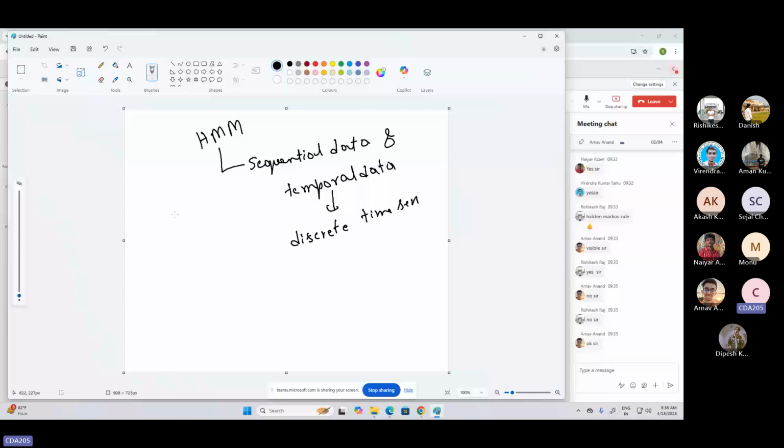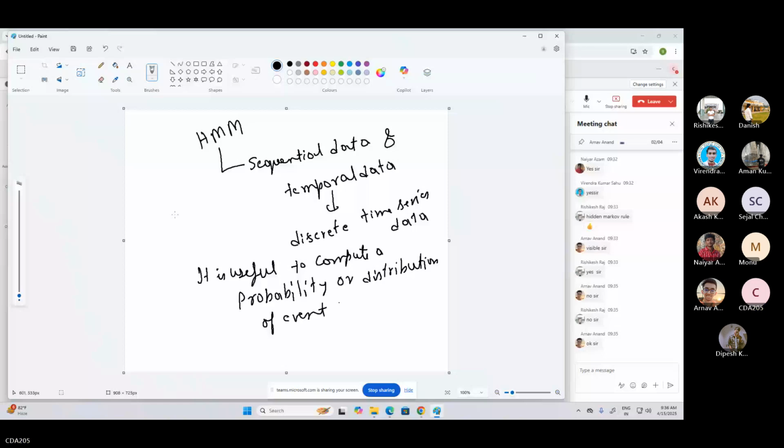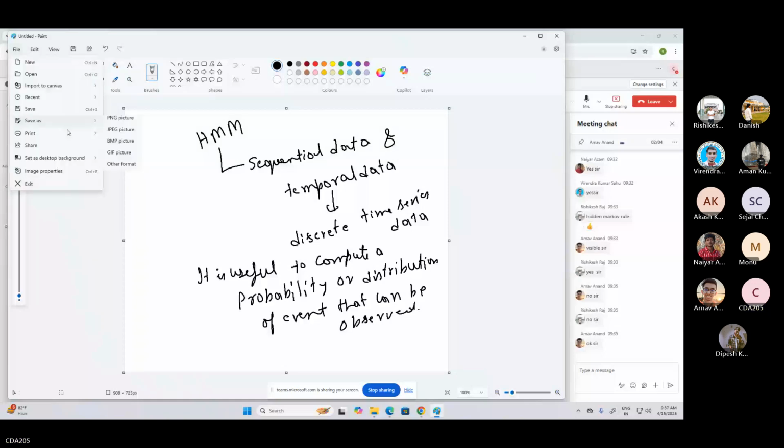Why is it useful? It is useful to compute a probability or distribution of an event that can be observed. This is the main function of HMM. Now we will see the structure of HMM.